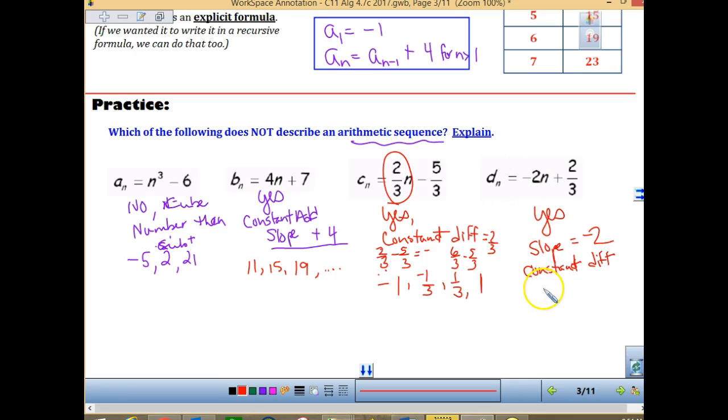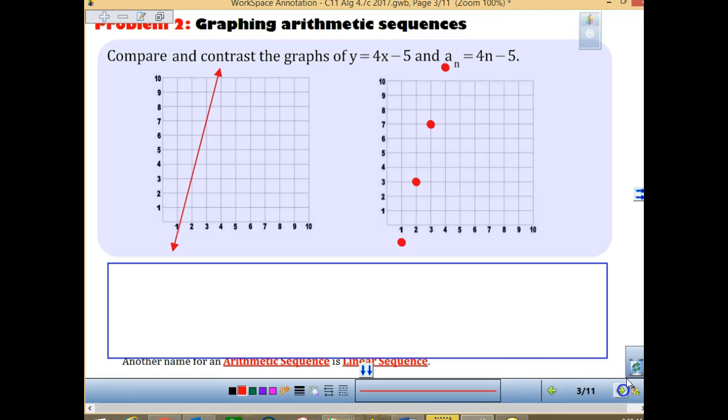And if you are looking at that, also the variable n is to the first power. Whereas this one is to the third, anytime your variable n is to the first power, you will have it being linear and it will be a constant addition. Okay? All right. So it asks you to compare and contrast.